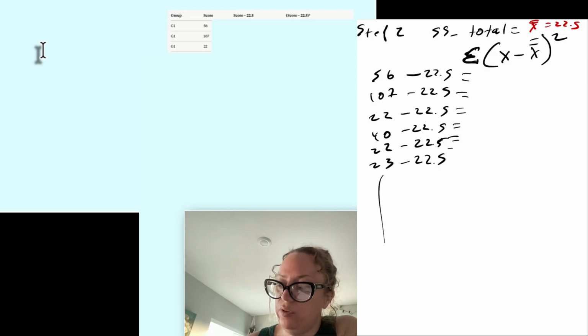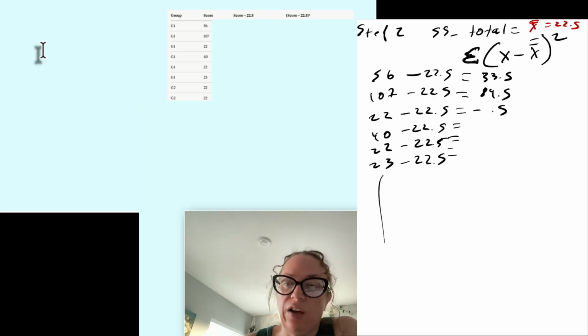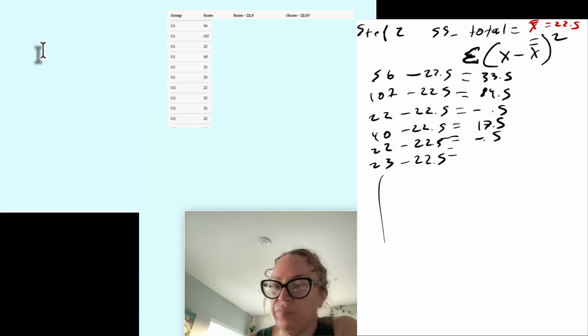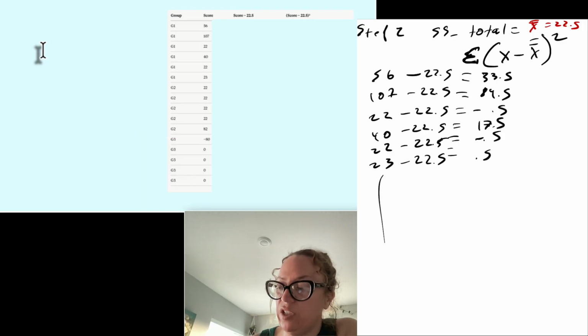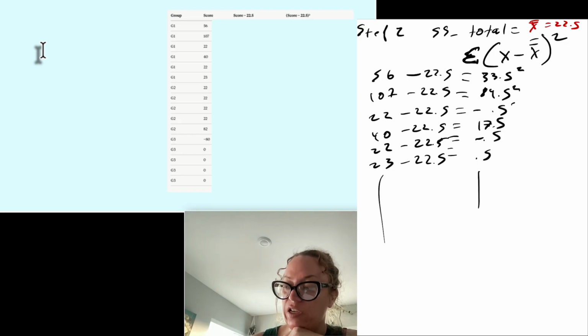What does that equal? 56 minus 22.5 is 33.5. 107 minus 22.5 is 84.5. 22 minus 22.5 is negative 0.5. 40 minus 22.5 is 17.5. 22 minus 22.5 is negative 0.5. 23 minus 22.5 is positive 0.5. And again, you just keep going down. And then you have to square all of these to get rid of the negatives.